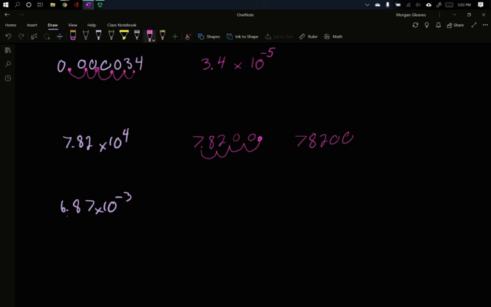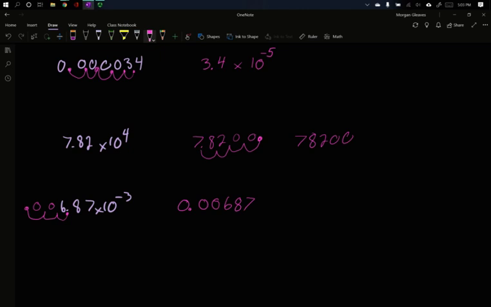My 6.87 I'm going to divide by 10 3 times. So the first time, the second, and the third. Fill in zeros here. We're going to find that it is 0.00687.